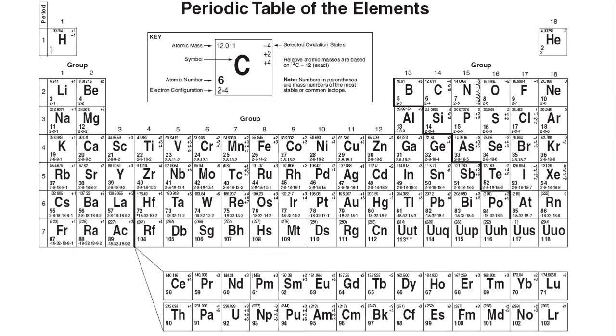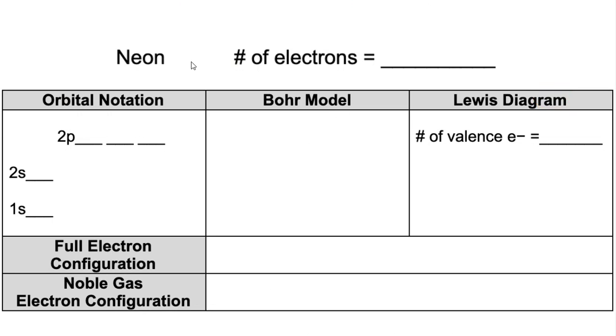Okay, if we go and look at the periodic table, neon is located right here. It is element 10, which means it has 10 protons. And as a neutral element, neon would also have 10 electrons. Okay, so we'll make a note, there's 10 electrons. Now what that means is in my orbital diagram, I need to have a total of 10 arrows.